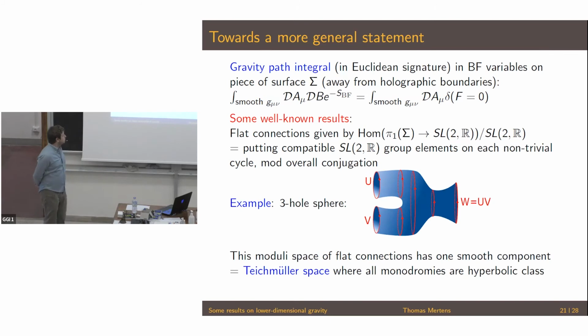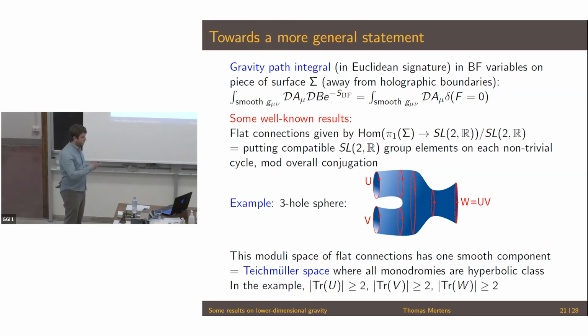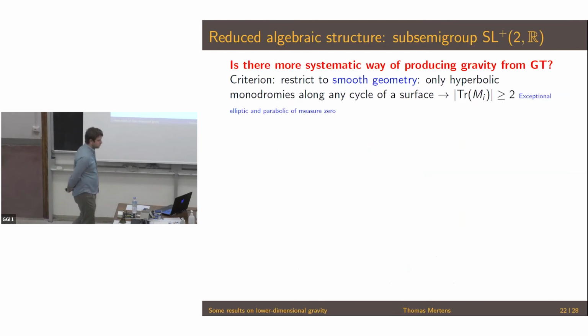Now, this total moduli space of flat connections of SL2R famously has one smooth component, one that corresponds with smooth geometries, and this is Teichmüller space, where all the monodromies along all the different cycles of the surface would be in the hyperbolic class. So that would mean that the trace of the monodromy matrix is bigger than 2. So in this case, trace U, trace V, and trace W all have to be bigger than 2 for this to correspond geometrically to a smooth surface.